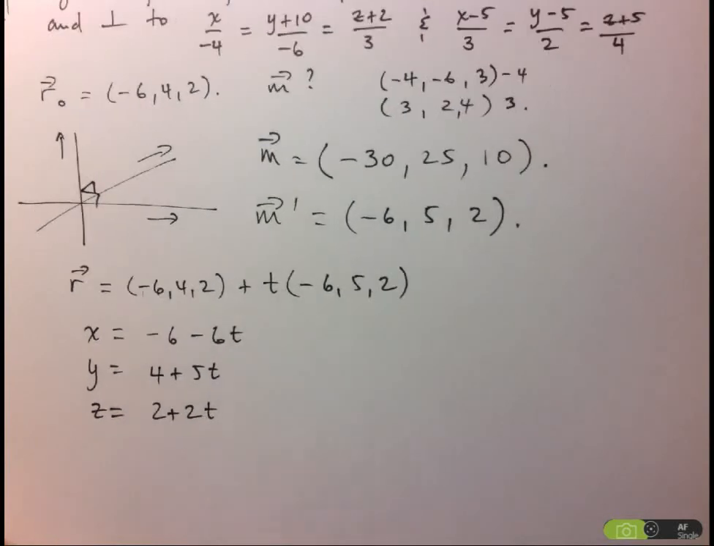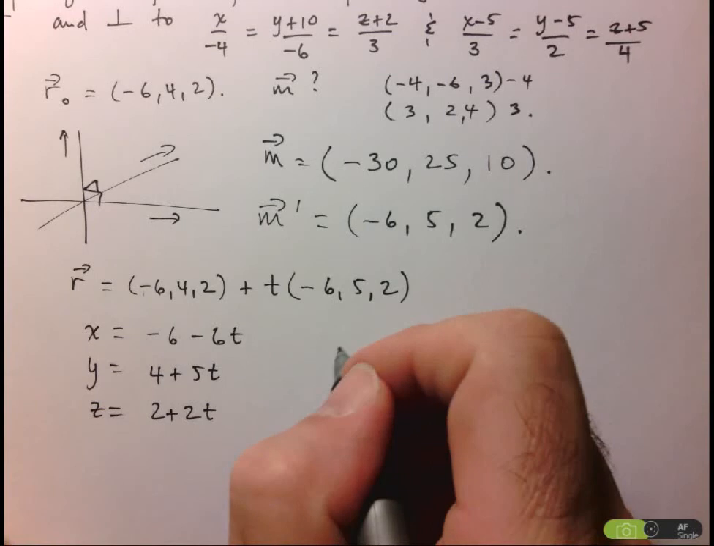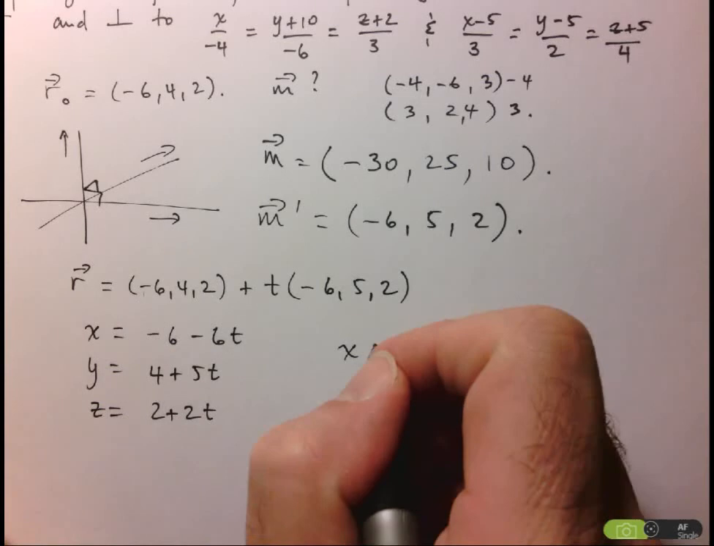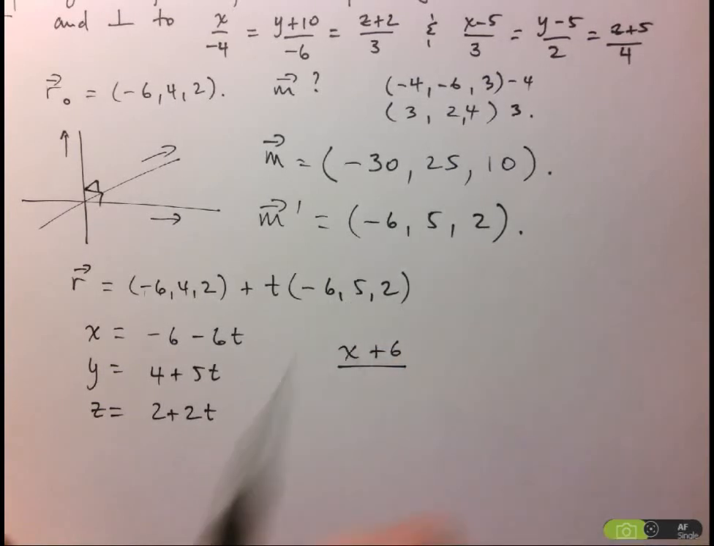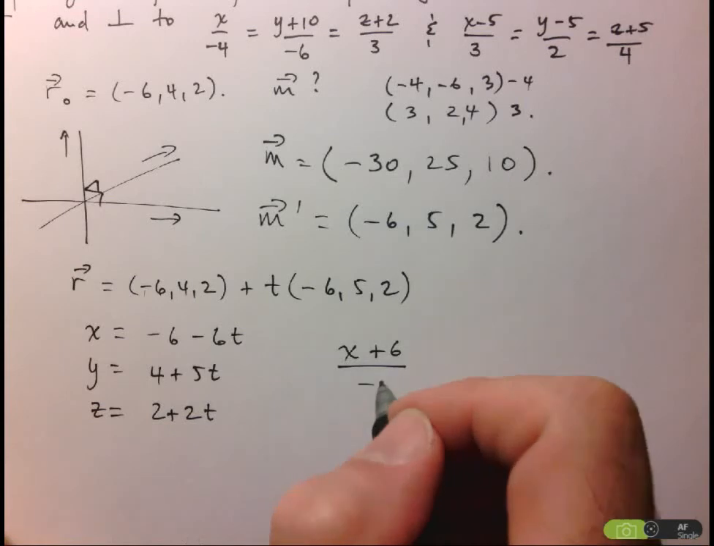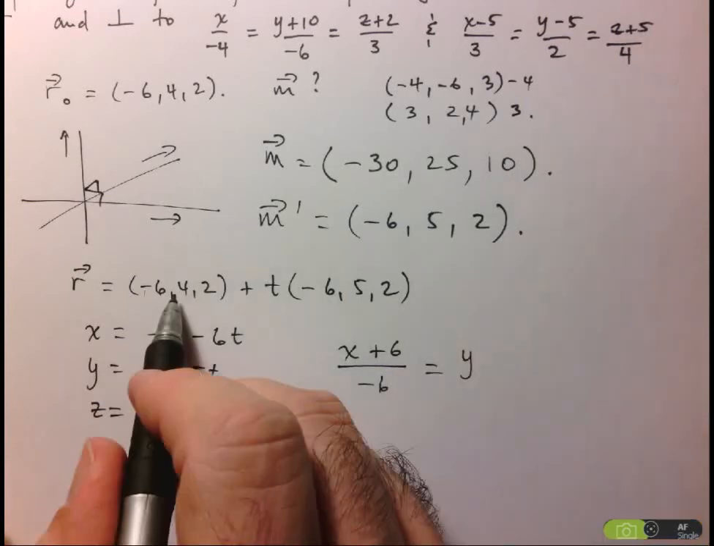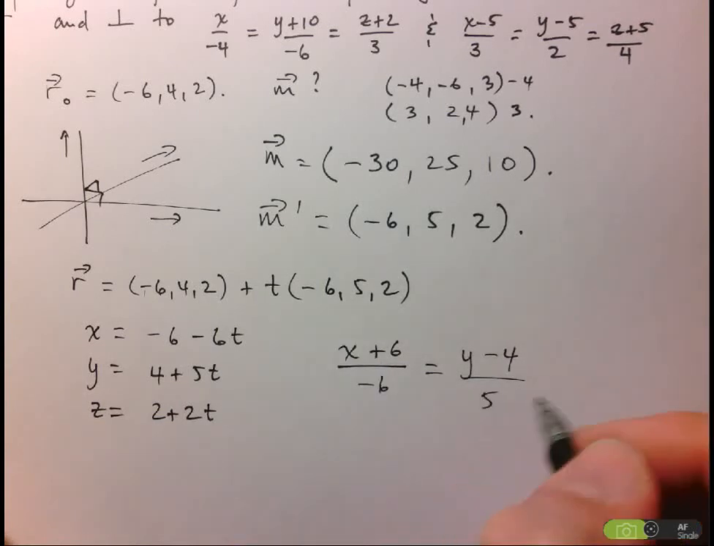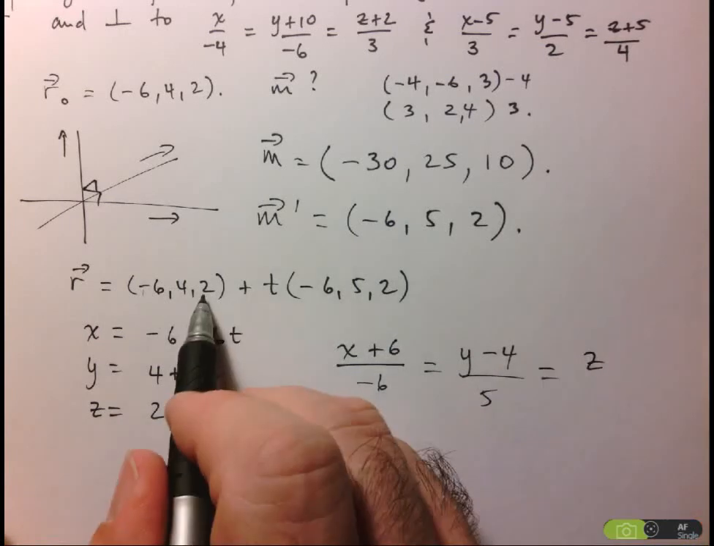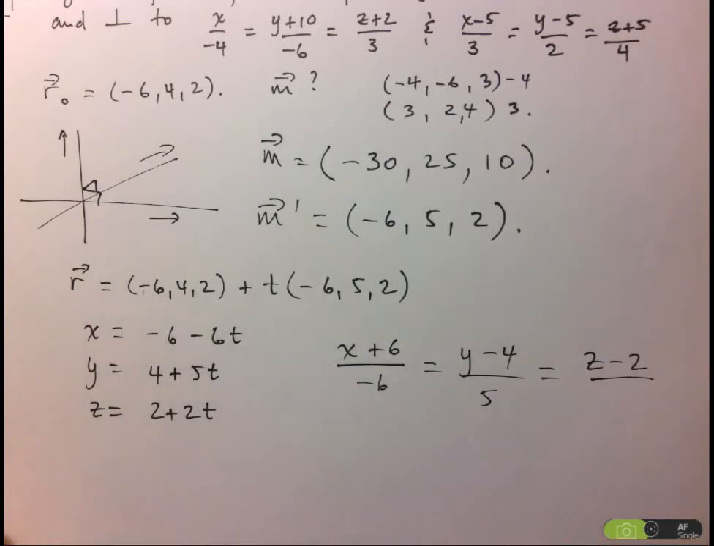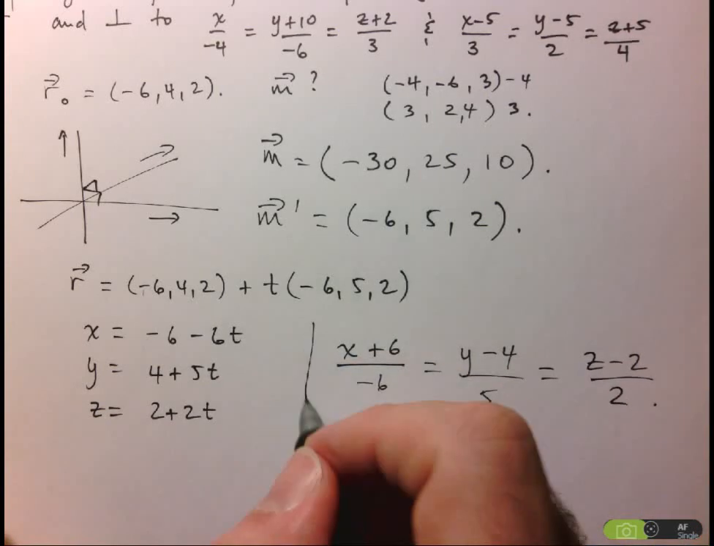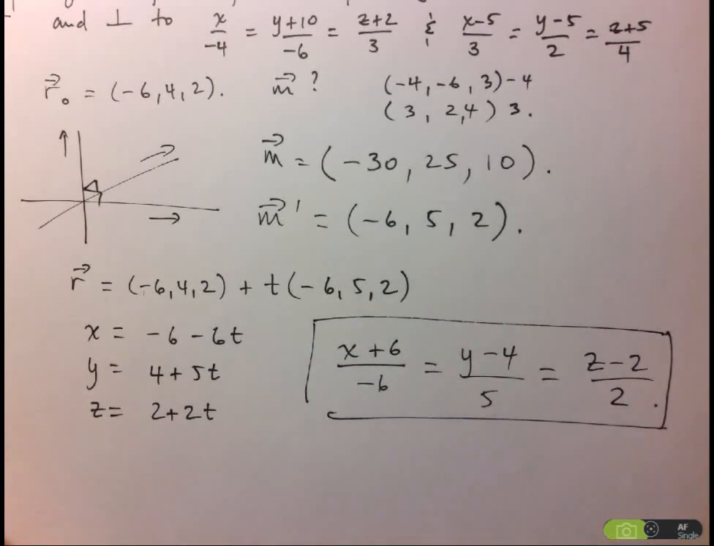Lastly, we can put this in symmetric form. It's x minus the x component of the point, in this case x minus -6, so x plus 6, over the x component of the direction vector, -6, equal to y minus the y component of my point, so y minus 4, divided by the y component of the direction vector, 5, and equal to z minus the z component of the point, in this case 2, divided by the z component of my direction vector, 2. This is actually the answer they were looking for. That's it.